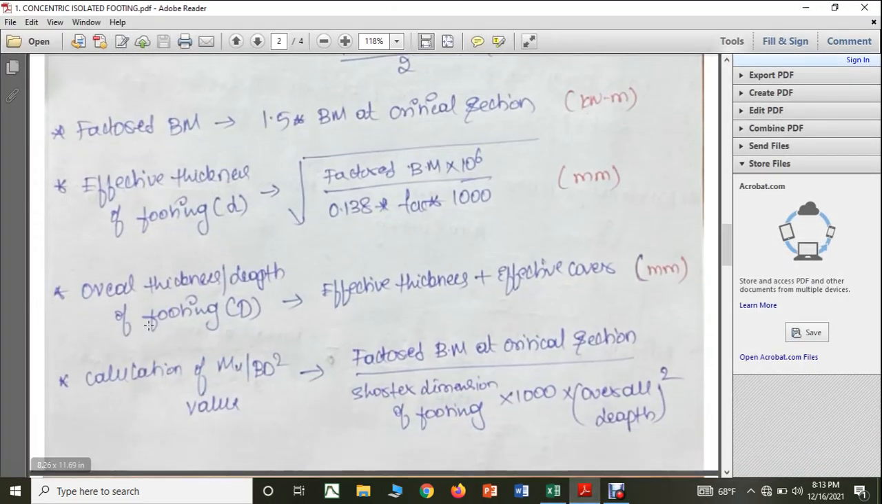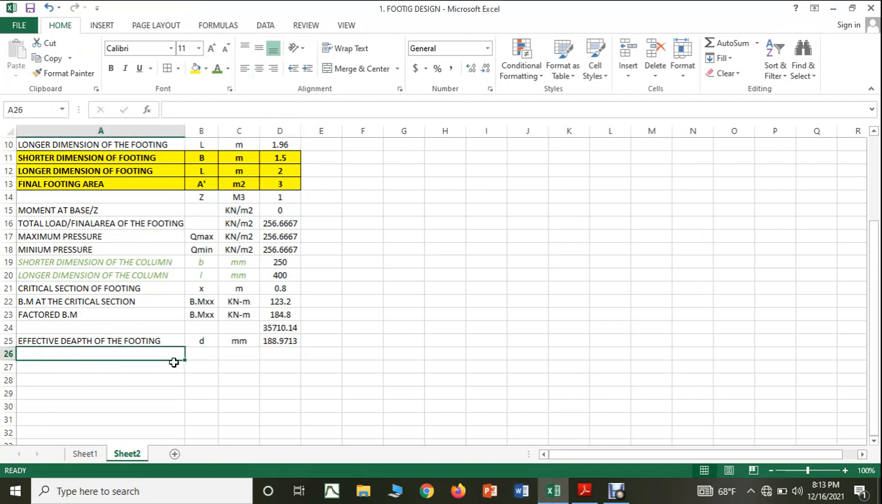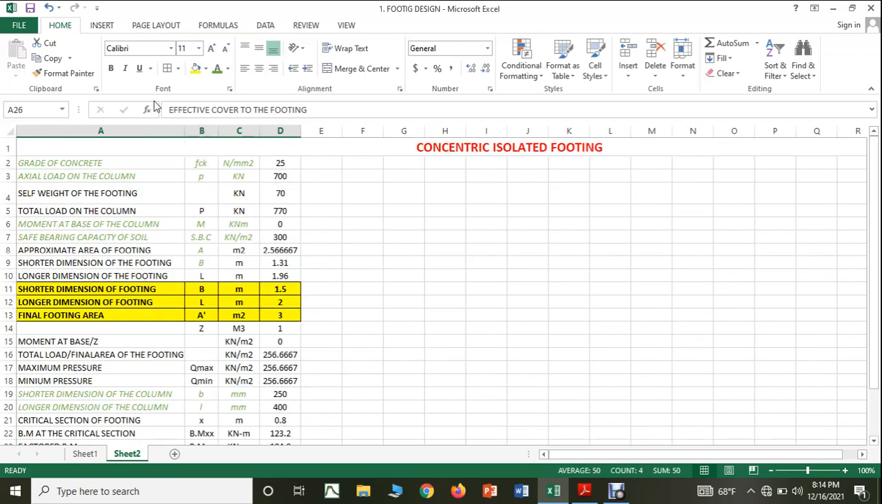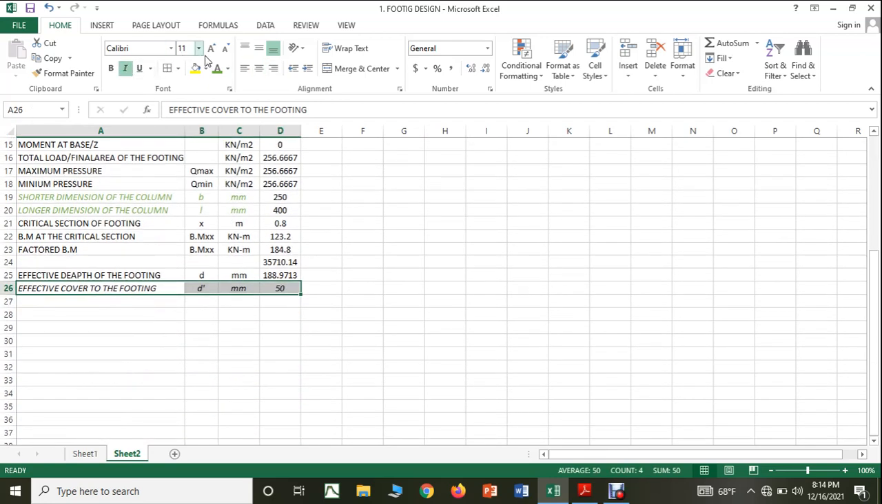Once you get the effective depth, your next step is to calculate the overall depth of the footing by adding the effective cover. So let us give the effective cover to the footing, which is usually given as d dash, in mm again. That is an input value, we have to give it as 50. Therefore let us make it italic and green.